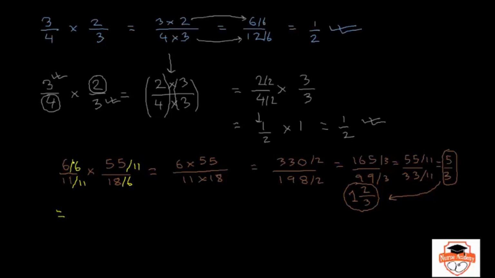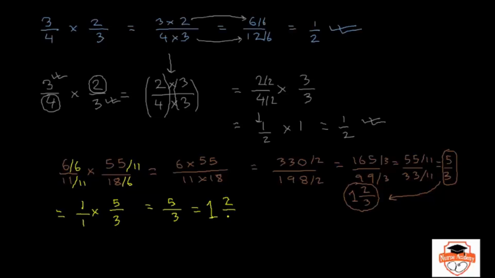6 over 6 or 6 divided with 6 is 1 on the top. 11 over 11 is 1 times 55 over 11 is 5. 18 over 6 is 3. Straight away, we ended up having 5/3. 1 times 5 is 5. 1 times 3 is 3. And that obviously changes to the mixed number 1 whole and 2/3.